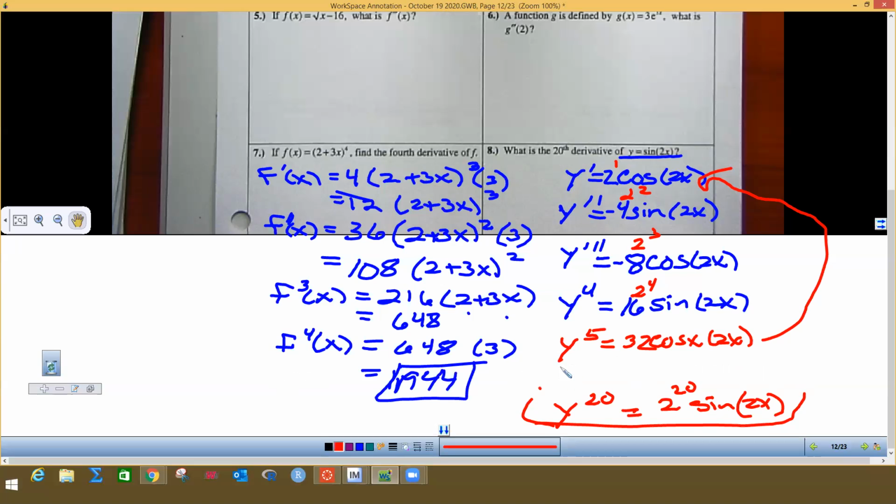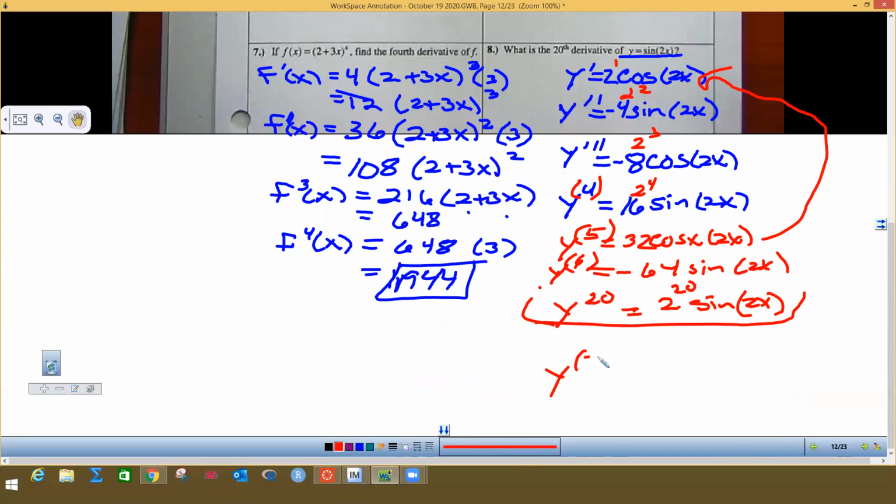This next one here, y to the sixth derivative. I'll have to put these in parentheses. I think they put these in parentheses when they write them like that. So the sixth derivative, let's see, this would be a negative 64 sine 2x. I'm going to go on down a little further and do the seventh down here. The seventh derivative is going to be a negative 128 cosine 2x. And then we get back to this one, and we get back to a positive again, right? That'd be what, 256? Yep. We'd have sine of 2x.